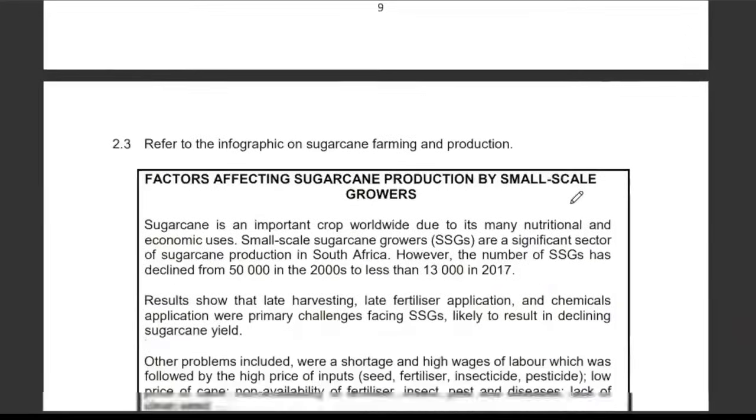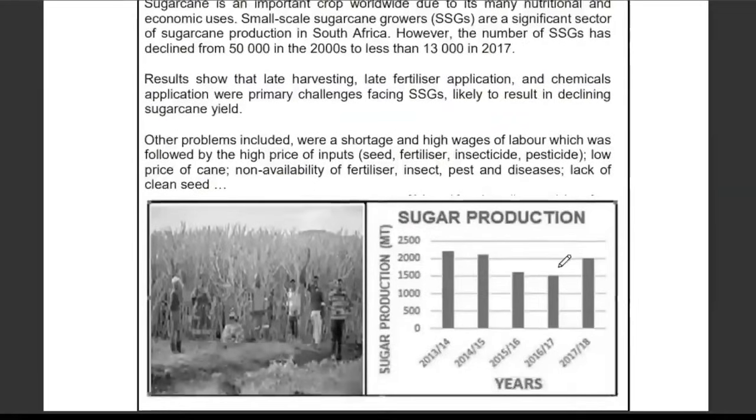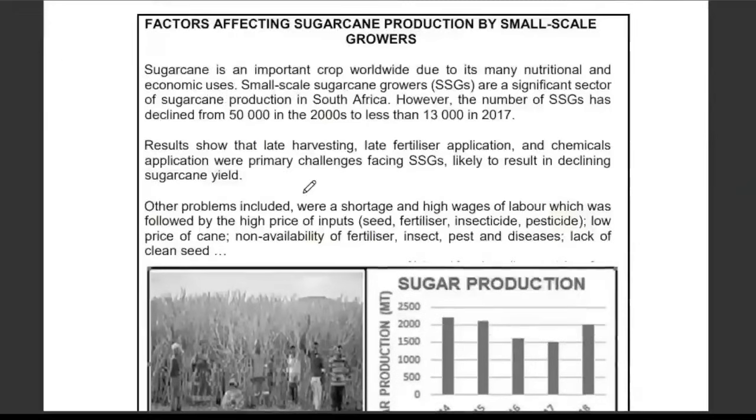2.3. Factors affecting sugarcane production by small-scale growers. We are not going to go through the extract. We are going to the questions. Right. Identify a physical factor in the extract that had a negative impact on sugarcane production from 2013 to 2017. We want a physical factor. A physical factor is a natural factor. So if we go to our extract, we want to try to identify natural factors which have impacted on the production of sugarcane. Right.